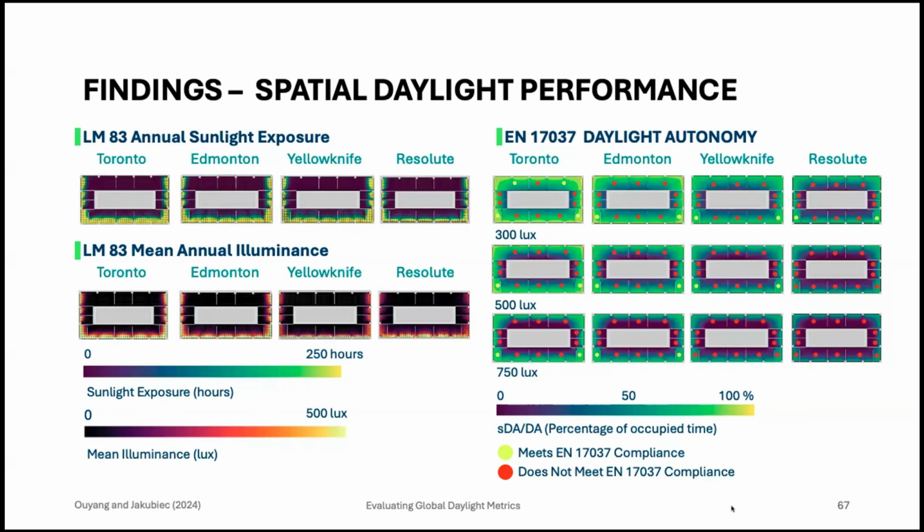Similarly, EN 17037's assessment across the daylight autonomy levels of 300 lux, 500 lux, and 750 lux demonstrates a similar decline in compliance as latitude increases. All 4 cities exhibit a relatively higher compliance at the 300 lux level, but higher thresholds witness a decline. This suggests 2 possible interpretations. Firstly, the criteria for medium and high recommendations may be excessively stringent for northern climates. And secondly, EN 17037's binary assessment could also be too rigid.